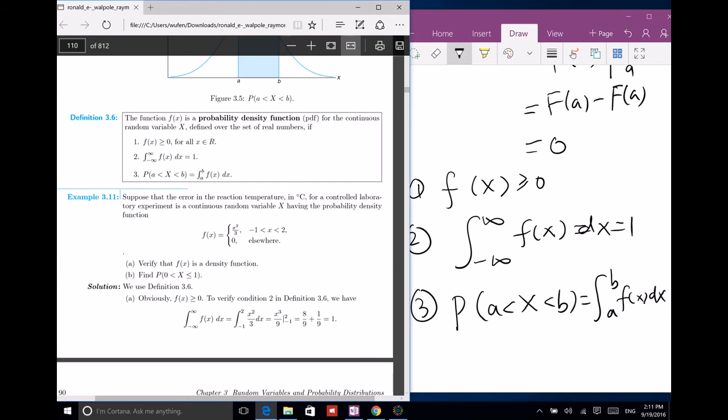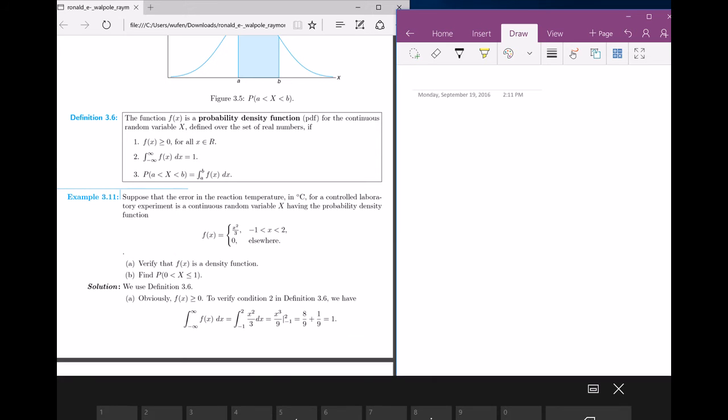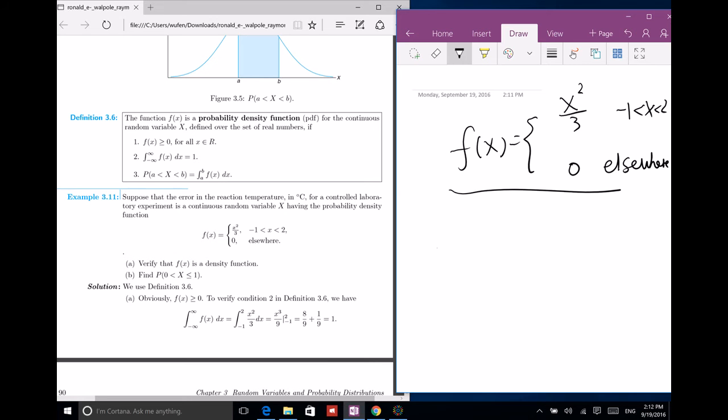Now let's look at an example. Suppose that the error in the reaction temperature in degrees for a controlled laboratory experiment is a continuous random variable X having a probability density function. So if the probability function is f(x) equals x squared over 3 for negative 1 less than x less than 2, and 0 elsewhere. This is a continuous function because f is a density function. So this is a continuous probability distribution.